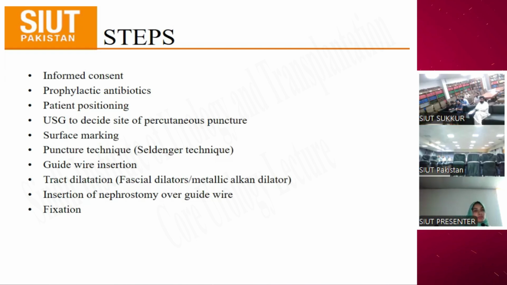So steps are first informed consent, then give prophylactic antibiotics.